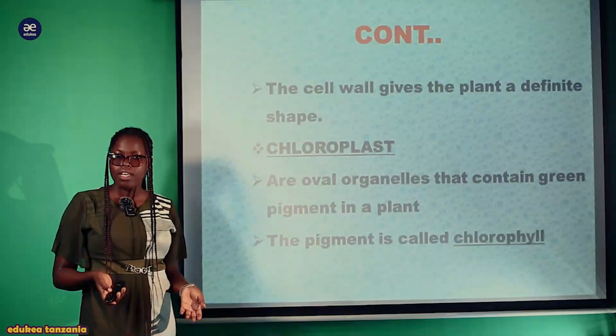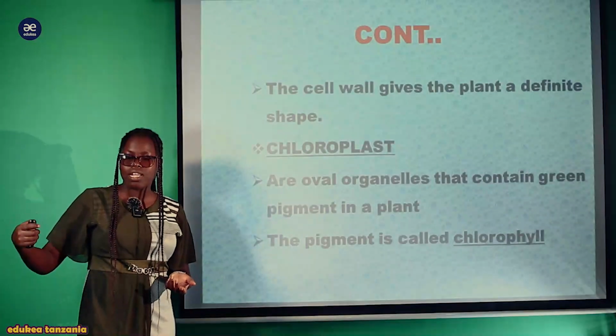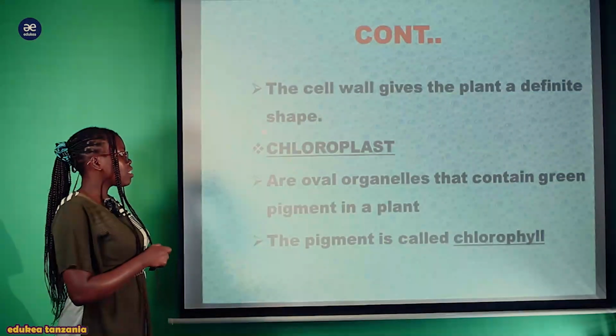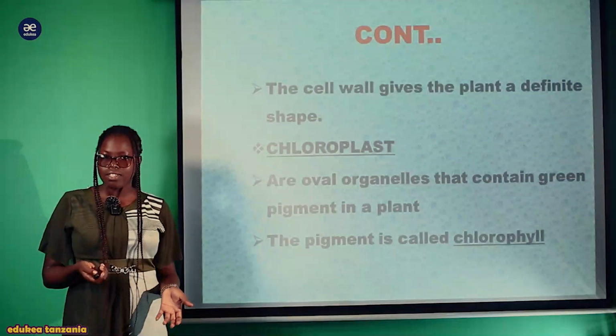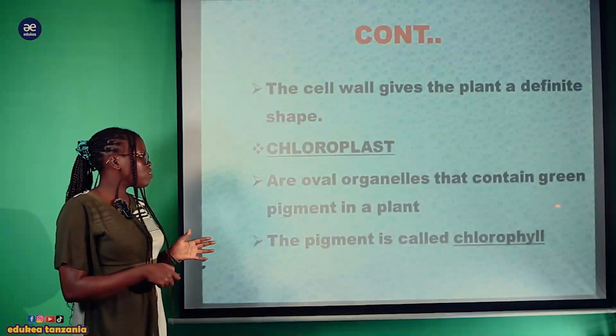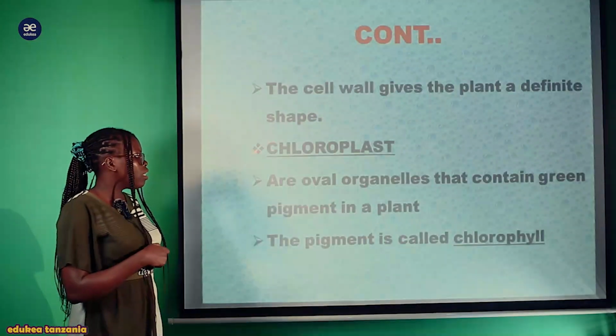Now let us look at the second structure, which is the chloroplast. The chloroplasts are oval organelles that contain green pigment in a plant. They are oval-shaped organelles that contain green pigment in a plant, and the green pigment is called chlorophyll.